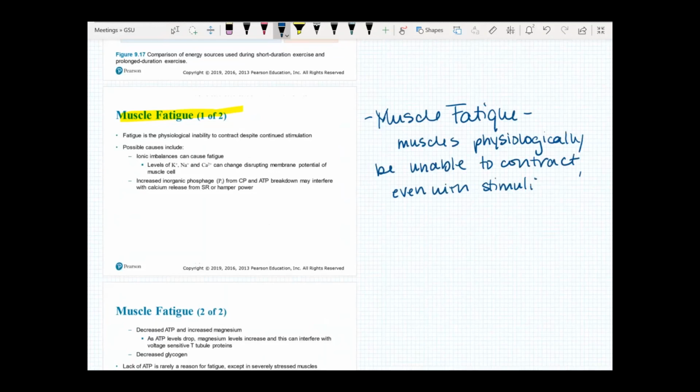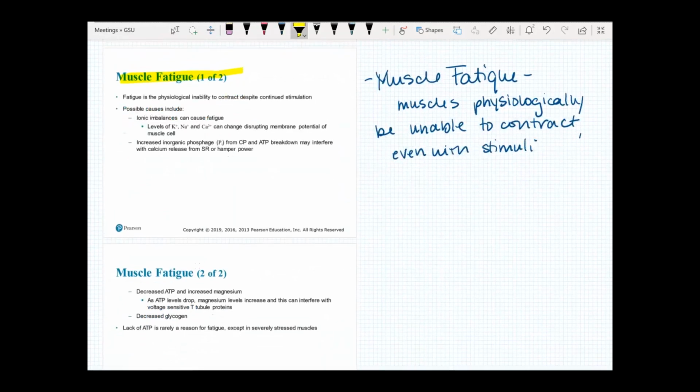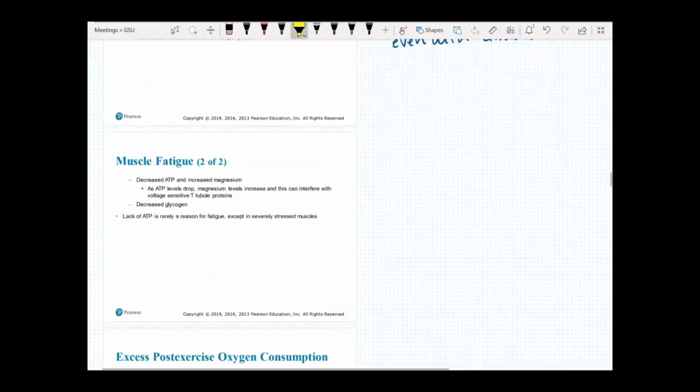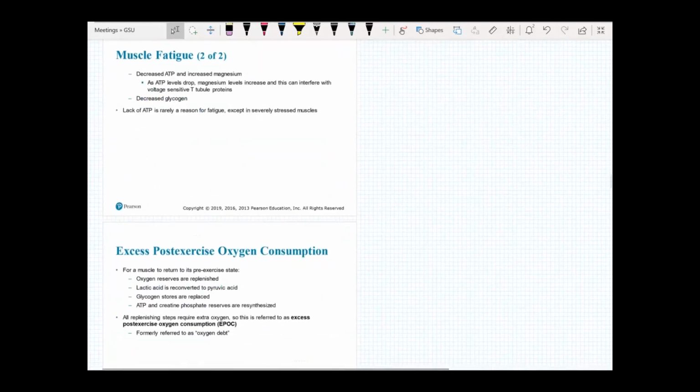We don't really know why muscle fatigue happens. We just know that it does. It might be due to imbalances with ions, or phosphate being accumulated, not accumulated, too much lactic acid. We're still trying to figure that out. We just know that there is a point where your muscles are not able to continue contracting. They're not able to continue doing force.